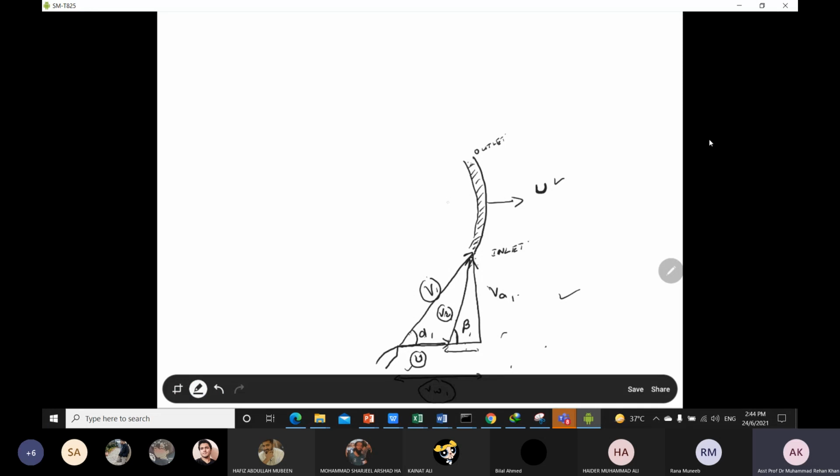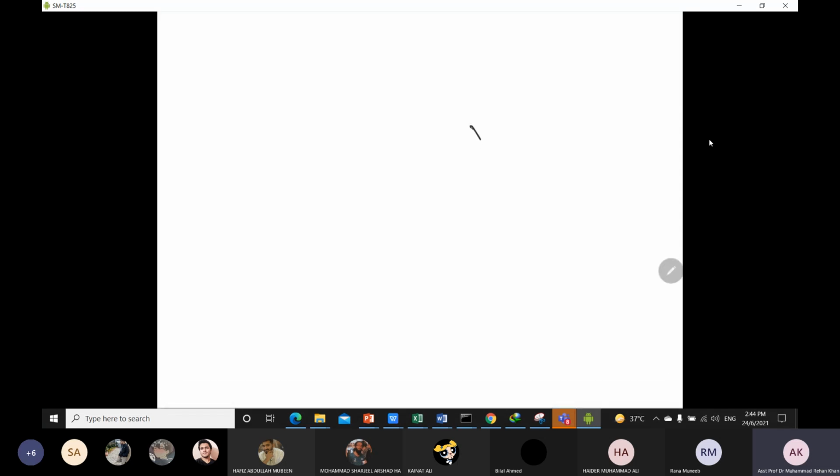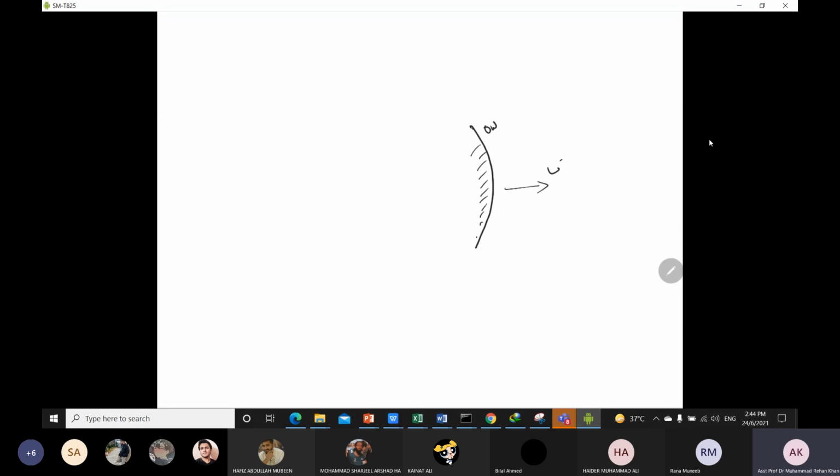If we consider that there is friction, then we have to take it into account. But if there is no friction over there, we can take the same relative velocity Vr1 at the inlet. So now we have the relative velocity at the outlet also. So this is your outlet.